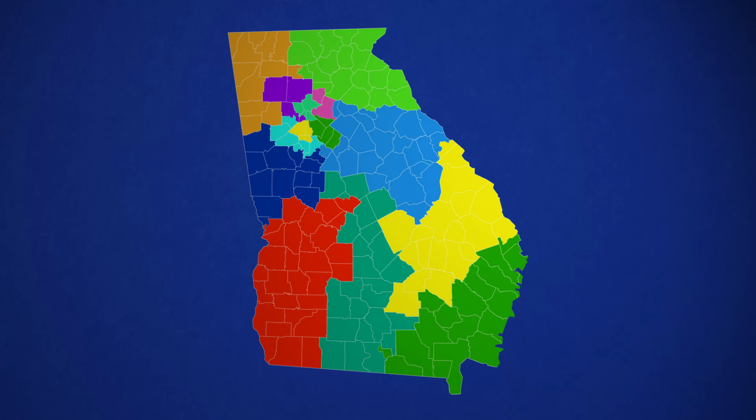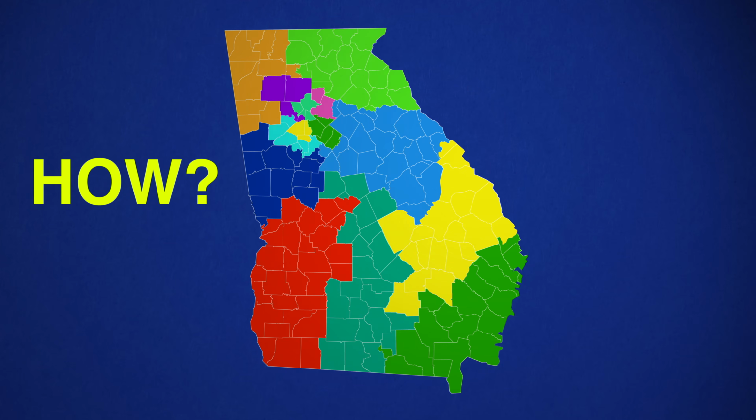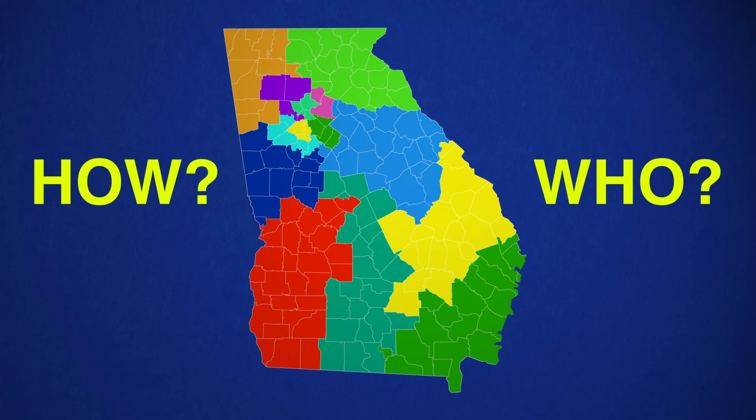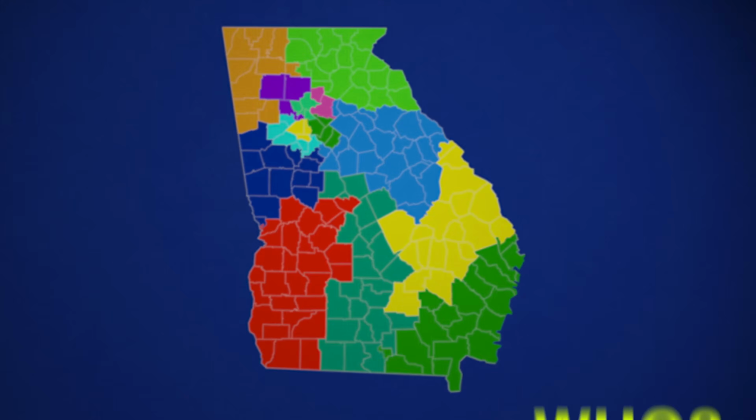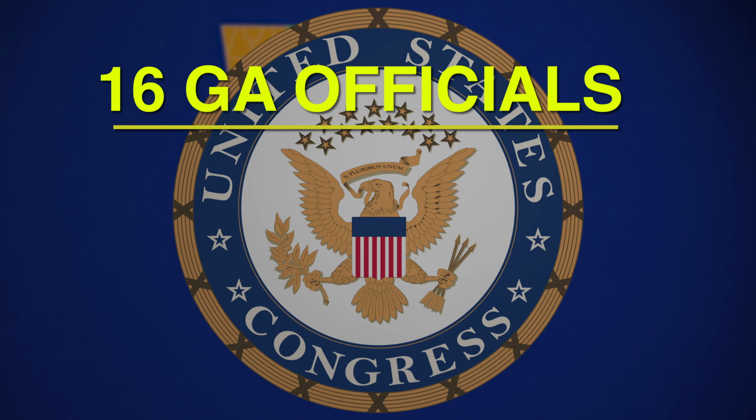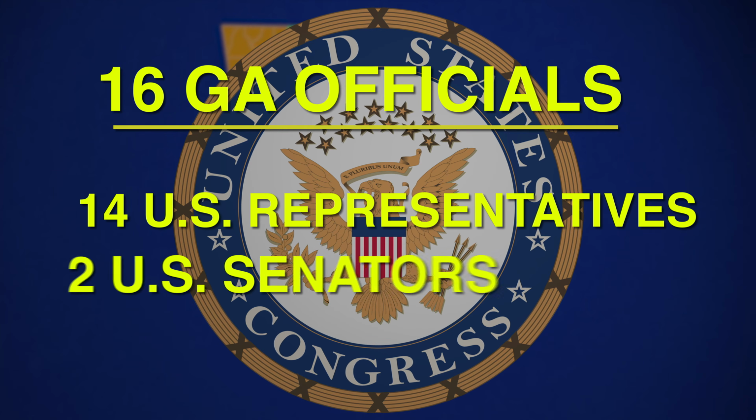These legislative districts are made up of different sections of cities, towns, and counties. How a district is shaped and who is included in it can make a large difference when it comes to who gets elected. Georgia sends 16 officials to the U.S. Congress, 14 representatives, and 2 senators.